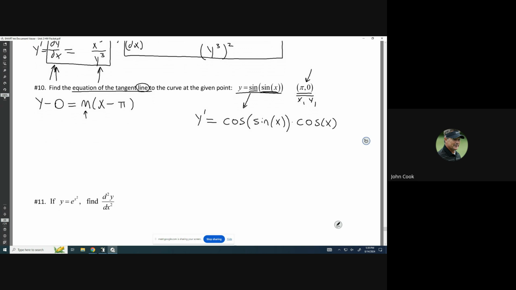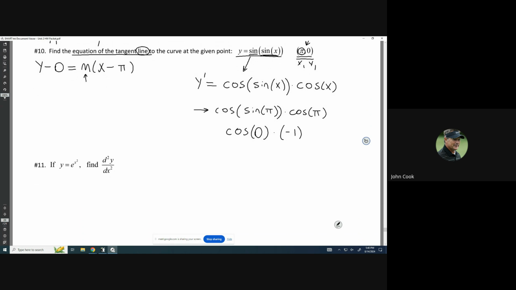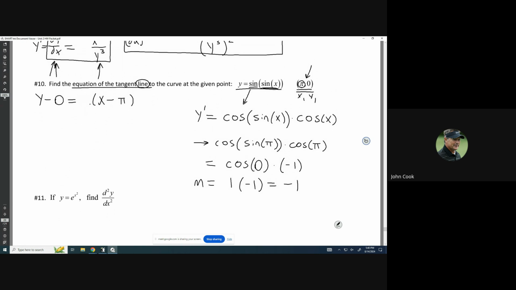So I need to find the derivative when the x value is equal to pi. So now I just plug in pi. I've got cosine of sine of pi times the cosine of pi. And this is just stuff from my unit circle. The sine of pi is going to be 0. So that means that I'm looking for the cosine of 0. And then I'm going to multiply that by the cosine of pi. And the cosine of pi is -1. Now I know that the cosine of 0 is just going to be 1. So it's going to be 1 times -1, which is -1. So my slope, m, is that value, -1. So that's the last part that I need right here.